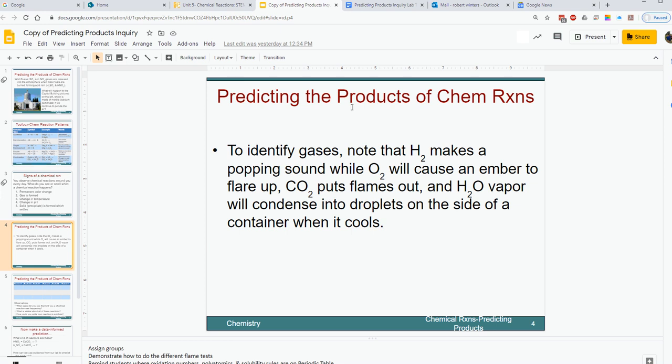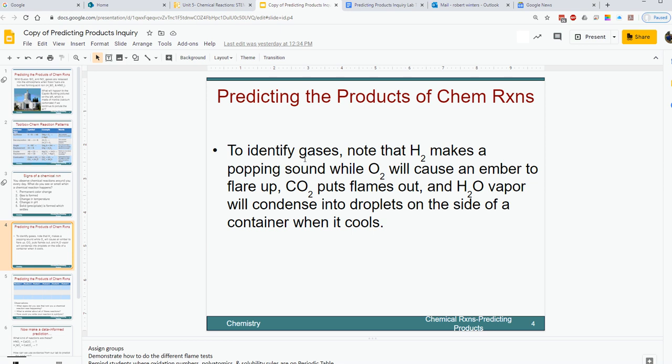So what we're going to do here is try to predict the products of chemical reactions by looking for observations, then figuring out which of the 5 types of reactions it might be, and then we can go ahead and try to figure out what the products are. Just a little hint here as we go along.